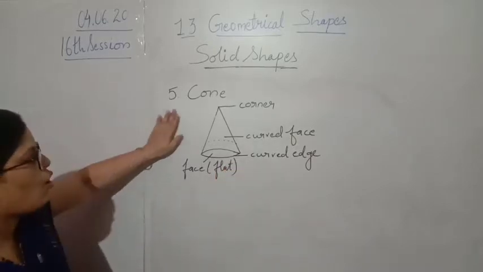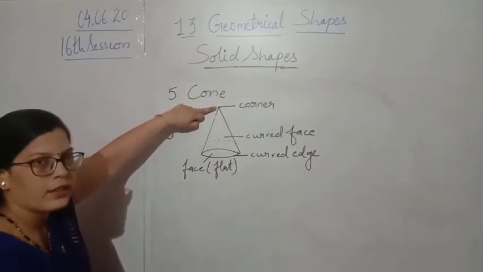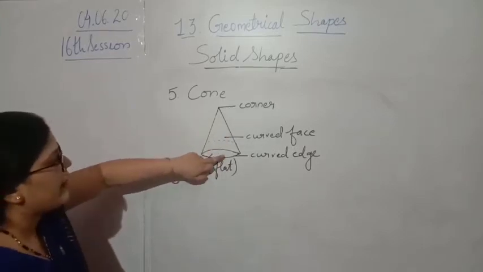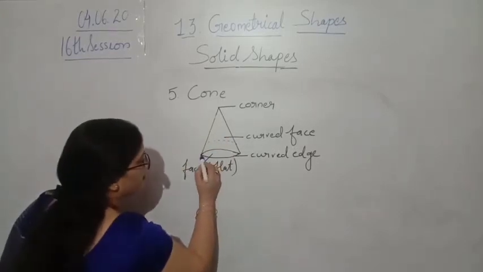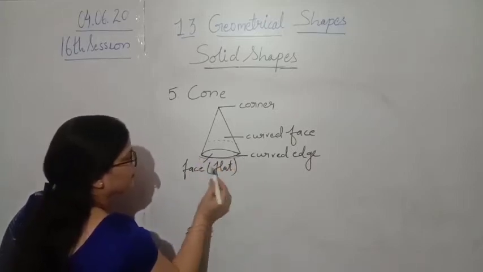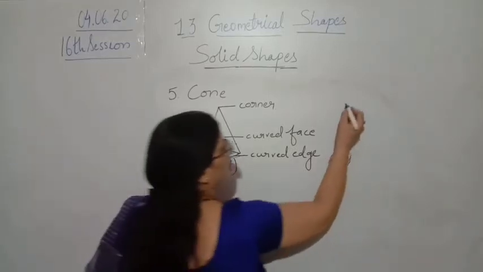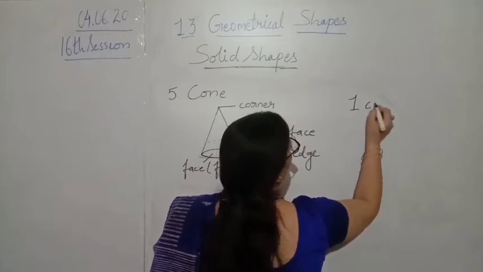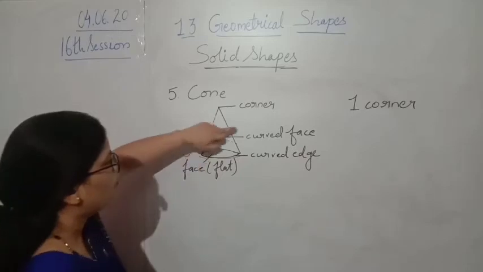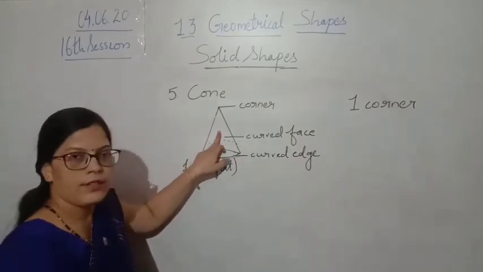So how many parts are there? 4. One corner, then curved face, then curved edge. This is the curved edge, and then this is the flat face. Now see how many corners are there? One corner. How many faces are there? One curved and one flat.